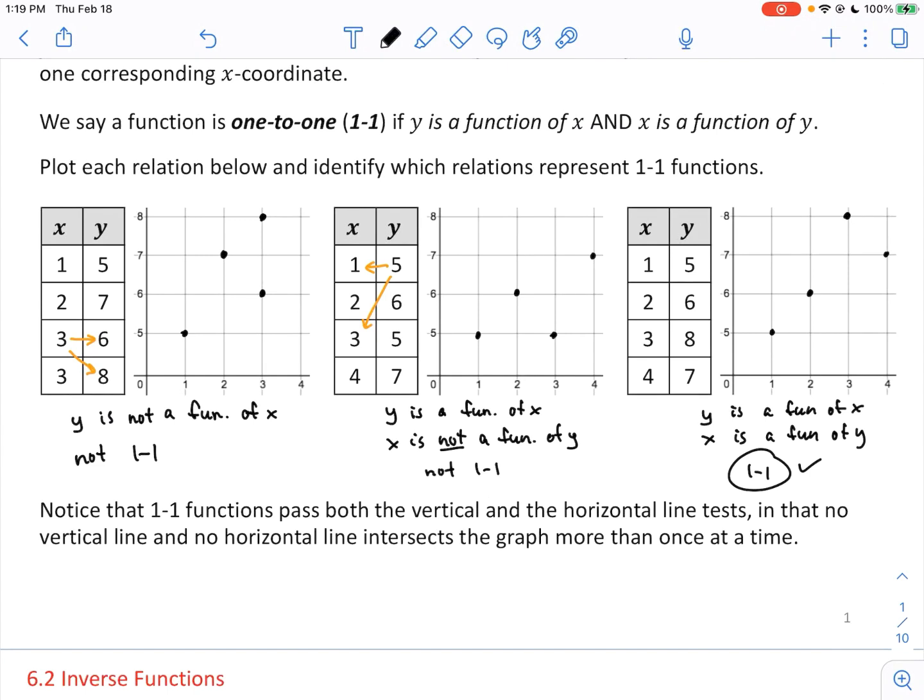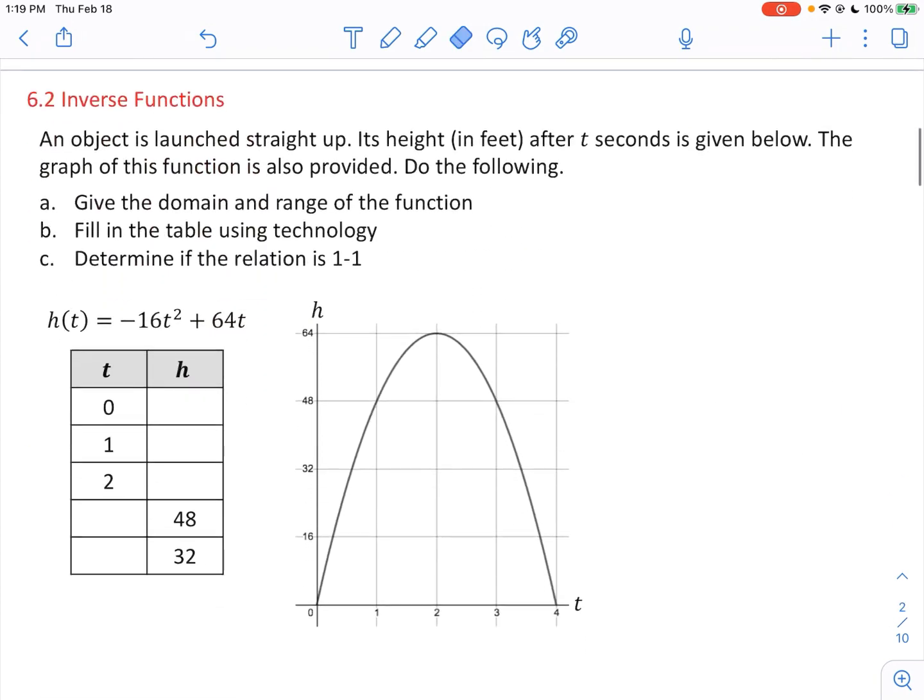Notice that 1-to-1 functions pass both the vertical and horizontal line tests, in that no vertical line and no horizontal line intersects the graph more than once at a time. This is how we're going to identify 1-to-1 functions pretty easily when we have continuous functions, not just collections of dots. Okay, let's go to the next slide.